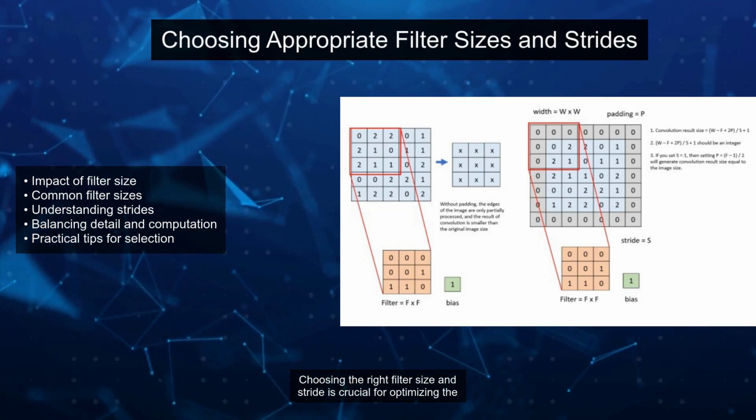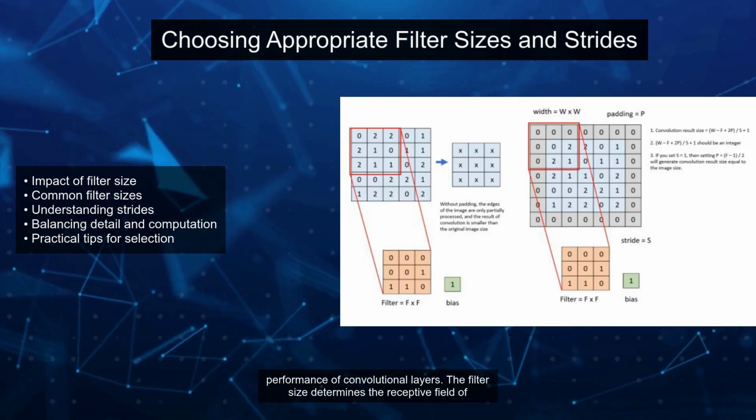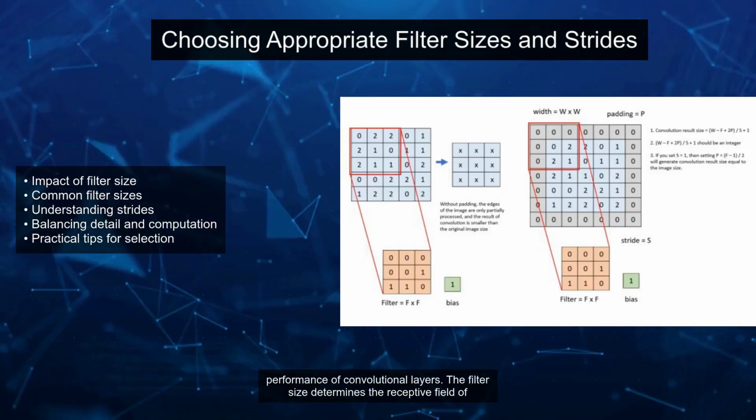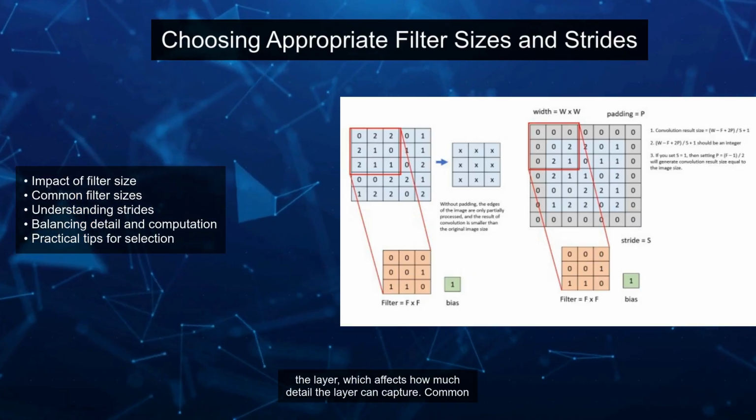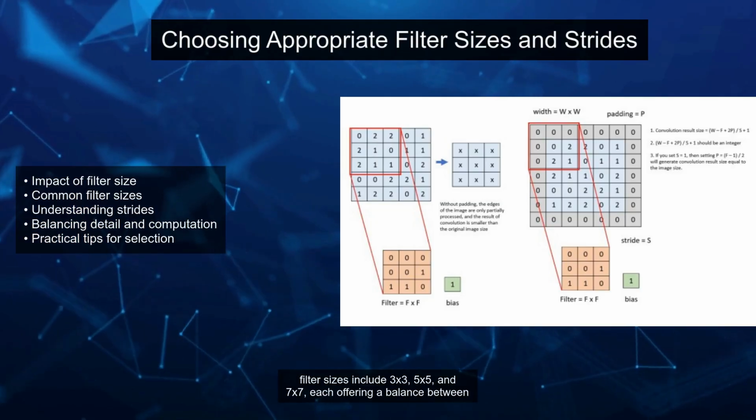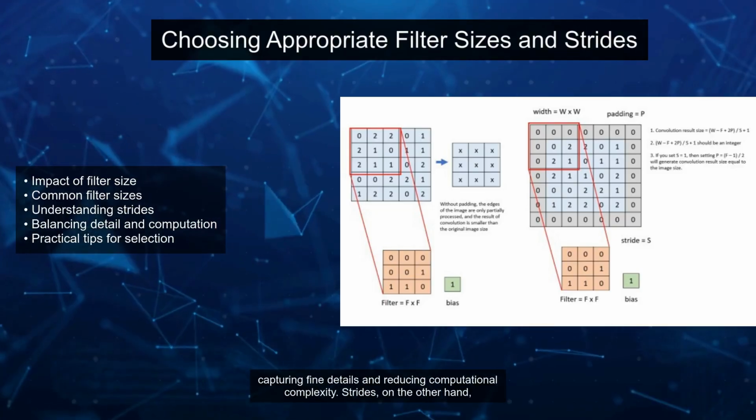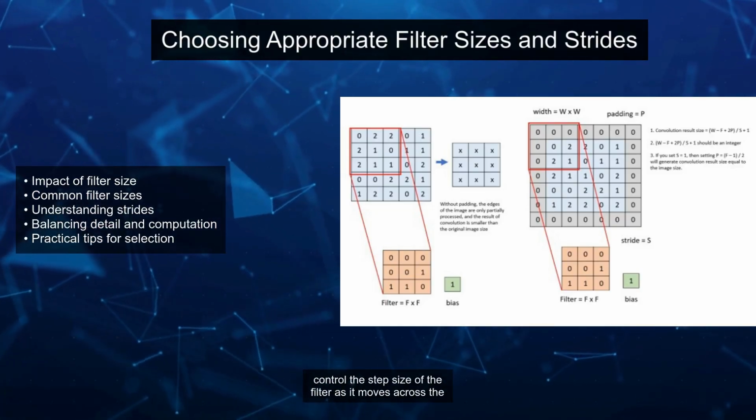Choosing the right filter size and stride is crucial for optimizing the performance of convolutional layers. The filter size determines the receptive field of the layer, which affects how much detail the layer can capture. Common filter sizes include 3x3, 5x5, and 7x7, each offering a balance between capturing fine details and reducing computational complexity.